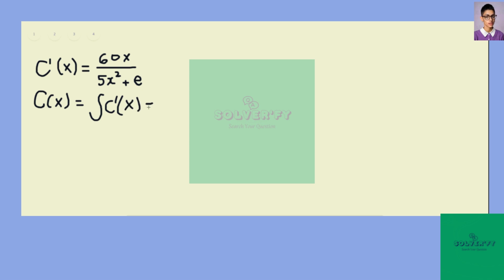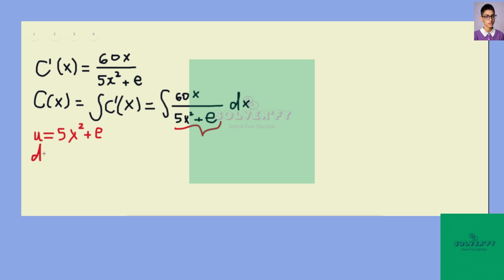So this would be the integral of 60x over 5x squared plus e dx. And to do this integral, we're going to use u substitution and let the denominator equal u. So u equals 5x squared plus e. And if you take the derivative of both sides, you get du equals 10x dx.